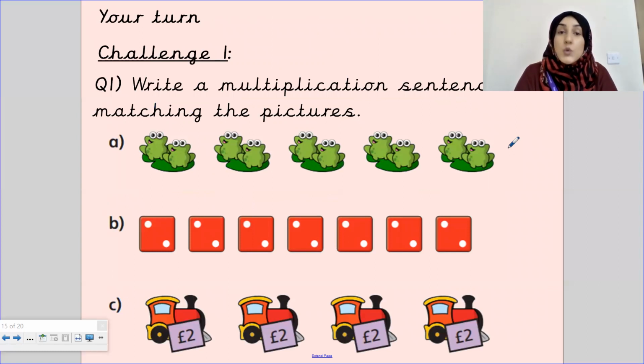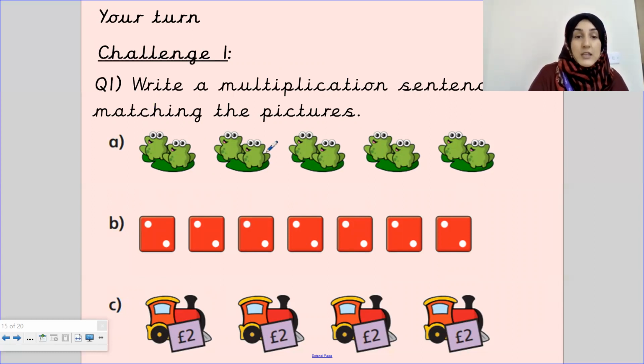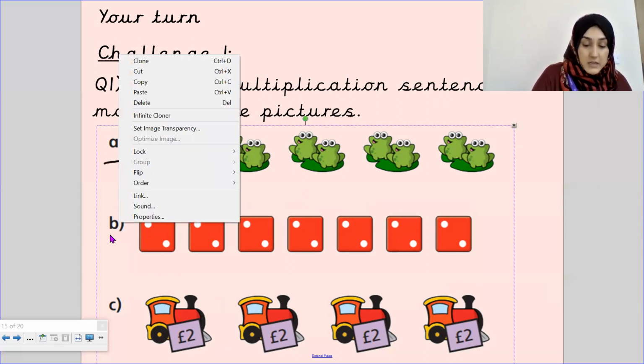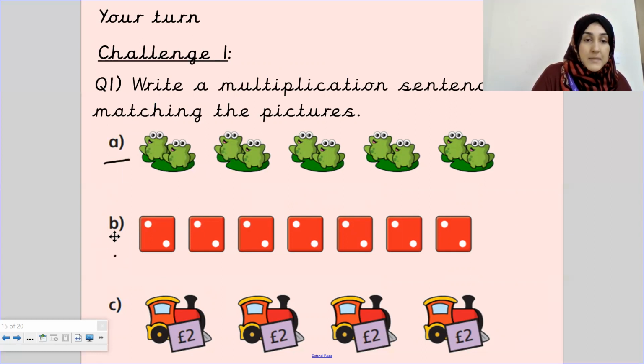Okay, it is now your turn to complete your activity. So you will need your pen and paper or pencil and paper for this part of the lesson. Now, if you usually complete challenge 1, then please listen up. This is your challenge. You are going to write a multiplication sentence matching the pictures. Now, there are 3 different sets of pictures here. We have A, we have B, and then we have C.